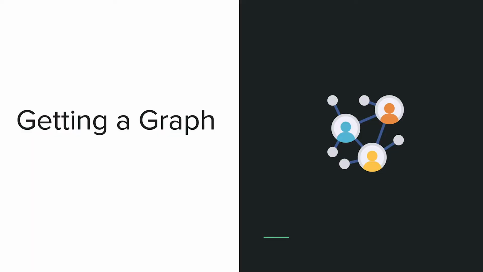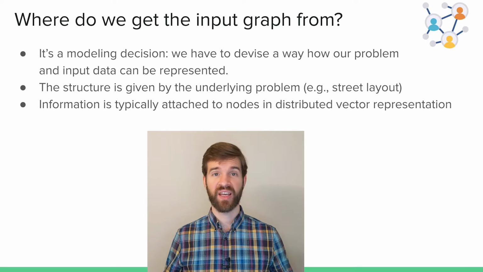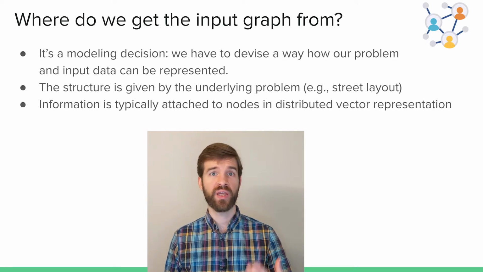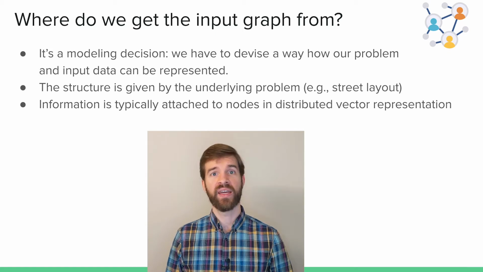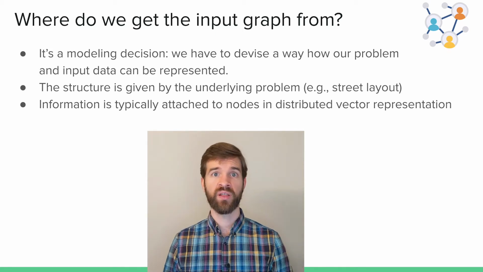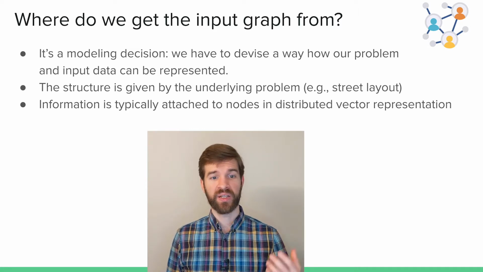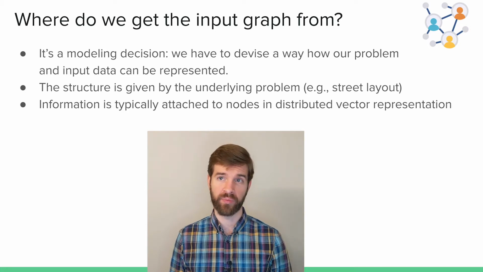The second question that we have is, where do we get this input graph from that we're using for graph neural networks? Well, the answer is, it's a modeling decision, and it's our responsibility to come up with a suitable representation of our problem in a graph-like formulation. It can be that there is not one unique way how we can represent our problem in a graph, but often the structure of this graph is given by the underlying problem.